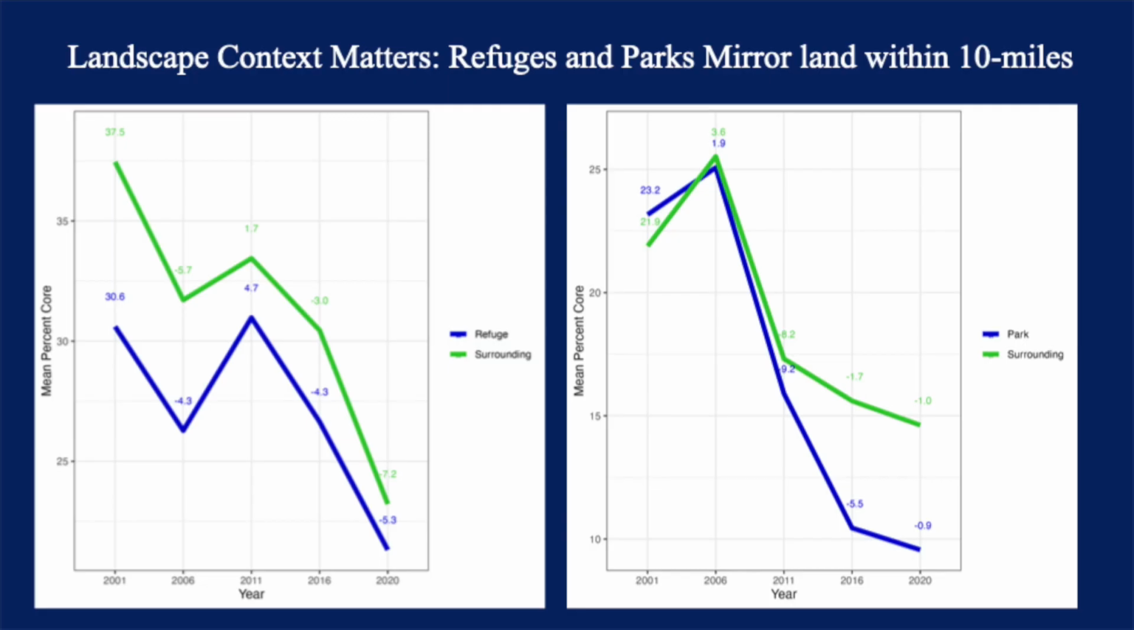And so let's walk through this figure. We've got refuges on the left, parks on the right. And this is tracking the mean percent core sagebrush area for each time step. The surrounding area is green on top. The refuge or park is in blue. And basically what you can get from this is that what's going on in the local landscape is reflecting what we're seeing on the parks and refuges.